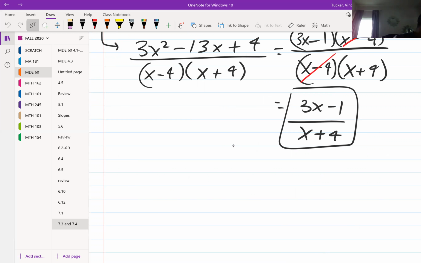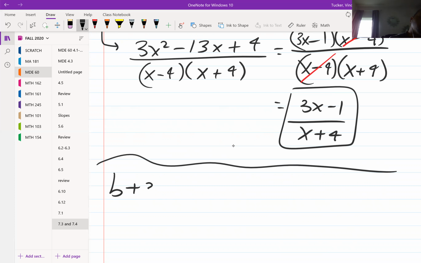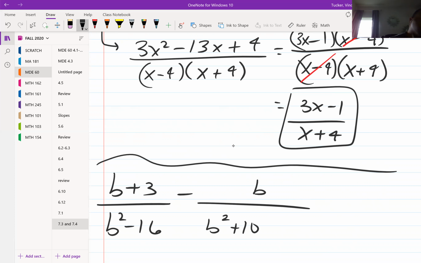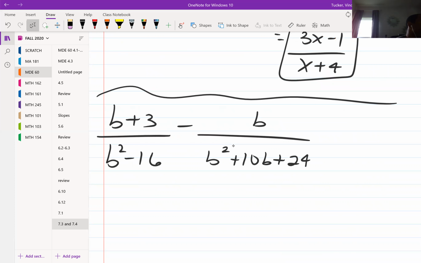All right, let's do a few more. All right, so next one, oh, that's not b plus, that's b minus. (b - 3)/(b² - 16) minus b/(b² + 10b + 24).